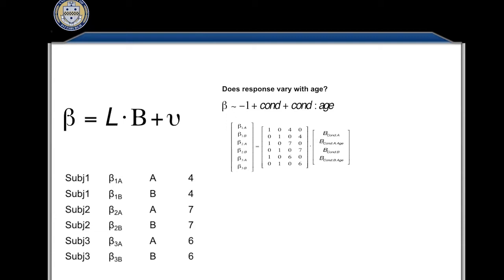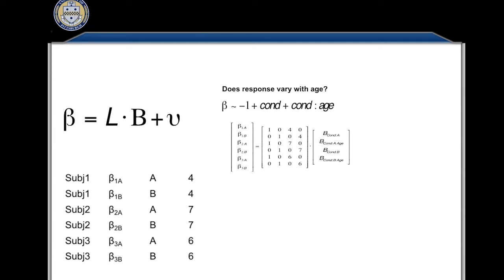Let's take another couple examples of this Wilkinson's notation. So this is another study, same three subjects doing task A and B. This time, let's tack on, let's say, age. So the first subject was 4 years old, 7, and 6. And so what we can do, again in the Wilkinson's notation, is write out the formula like this, which is this model here, drop out the intercept, have a column for each of the two conditions. So we have task A and task B.